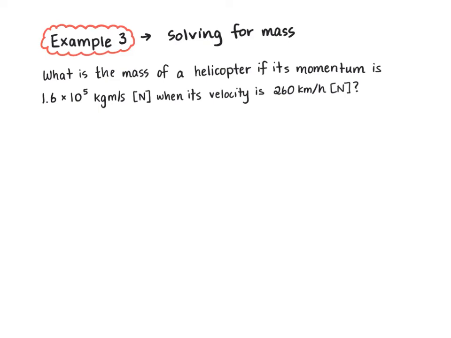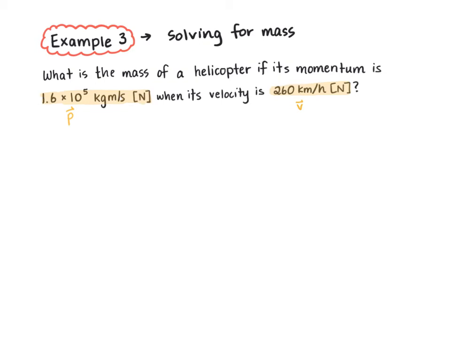Our final example is going to be solving for mass if we have both the velocity and the momentum. So we have momentum here, 1.6 times 10 to the 5 kilogram meters per second in the north direction. So that is our momentum. We also have velocity. You'll notice the momentum and velocity are in the same direction. We have a velocity of 260 kilometers per hour north.